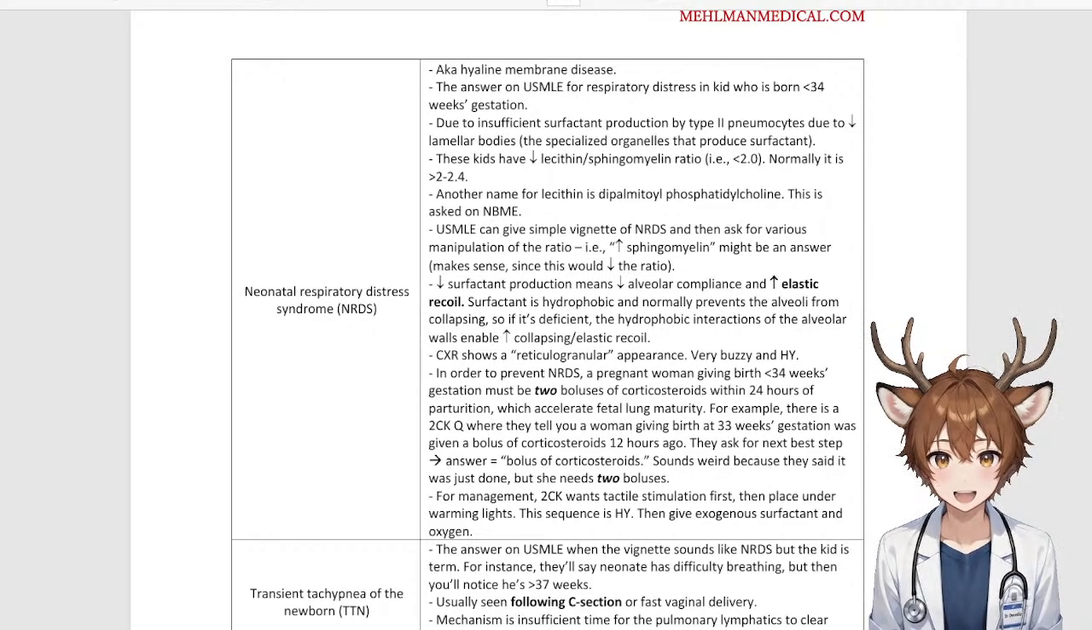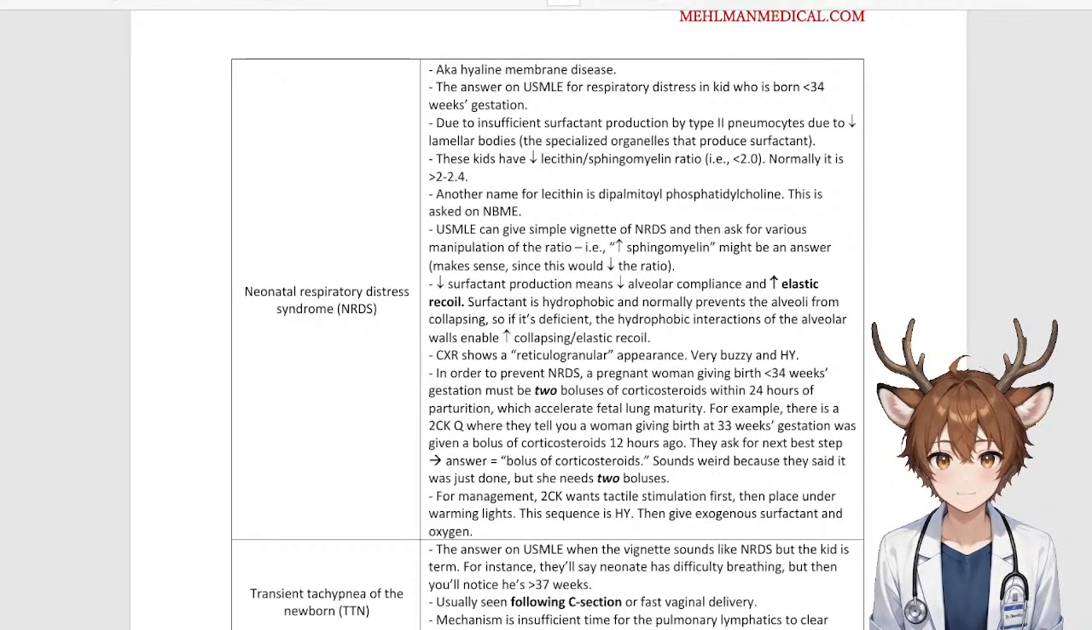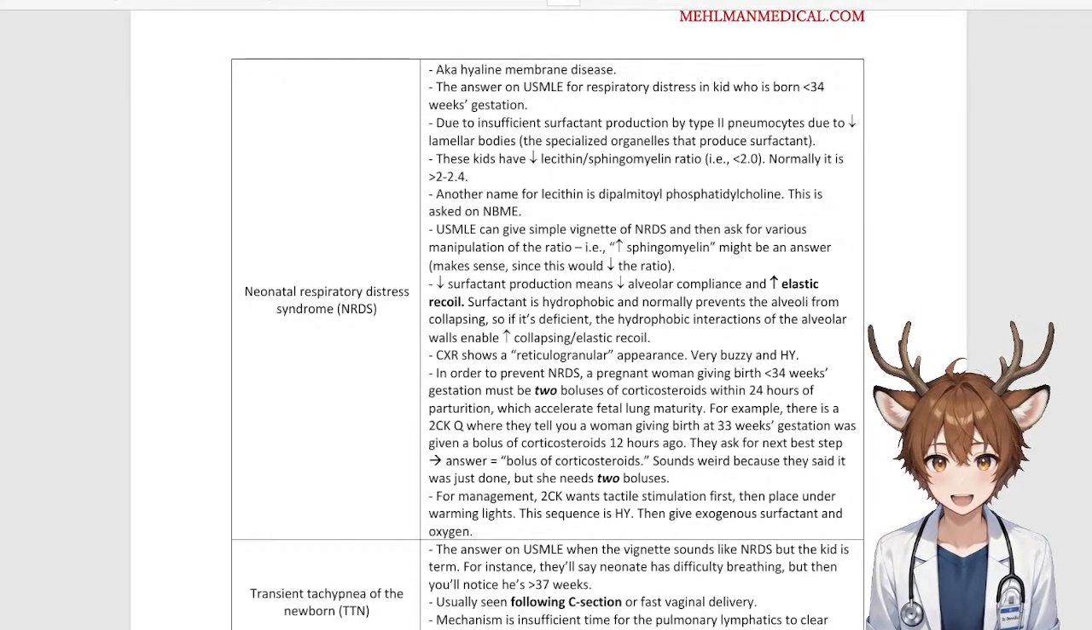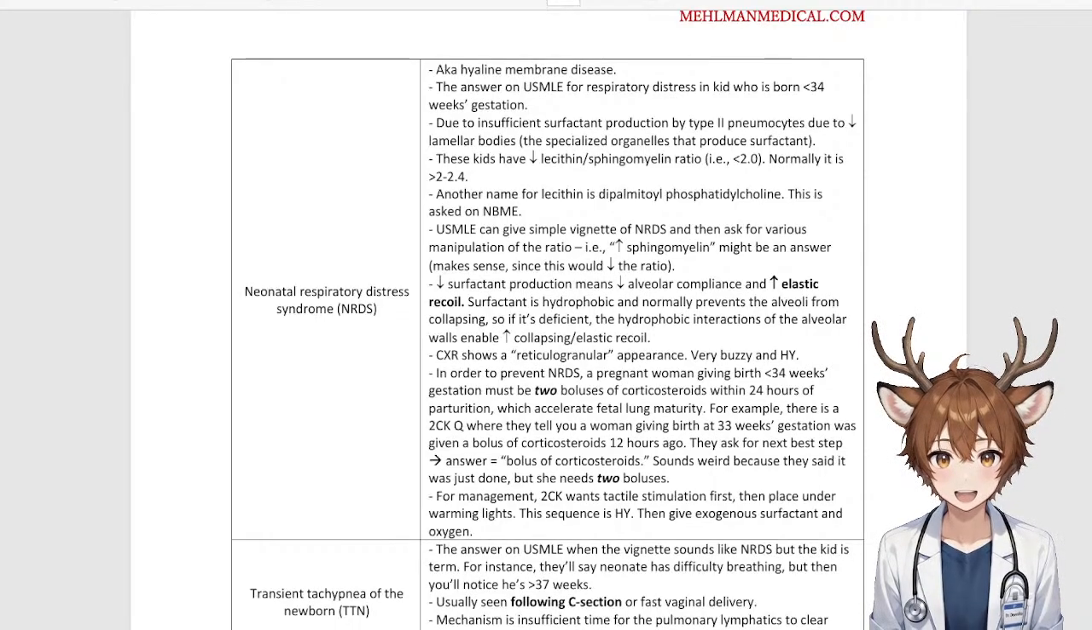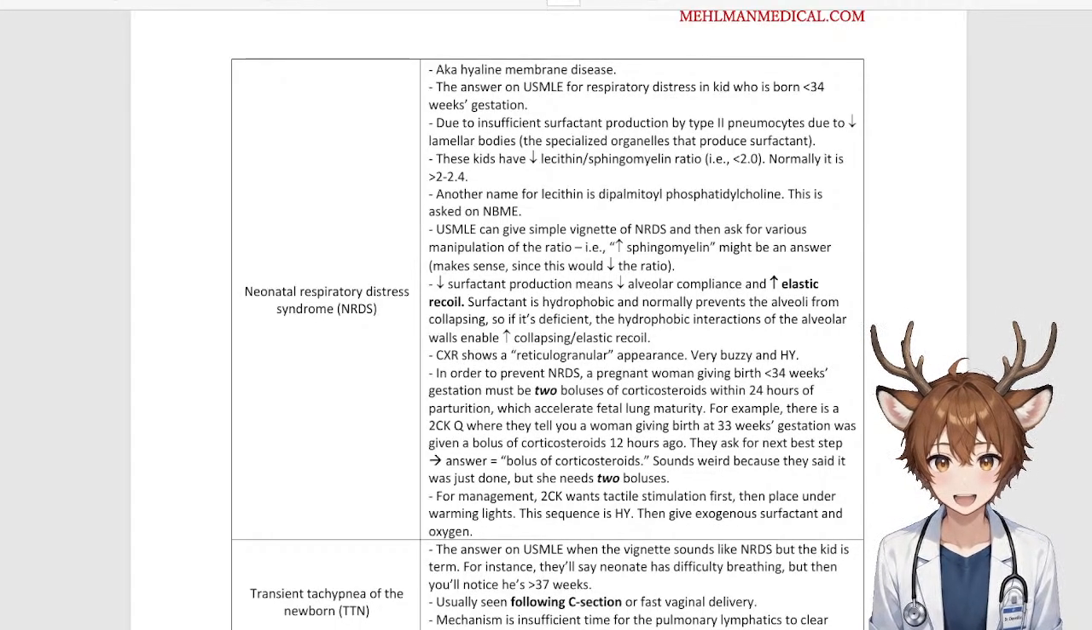Okay, for management, 2CK wants tactile stimulation first, then place warming lights. The sequence is high yield, then give exogenous surfactant and oxygen. So again, tactile stimulation, then warm lights, then give exogenous surfactant and oxygen.